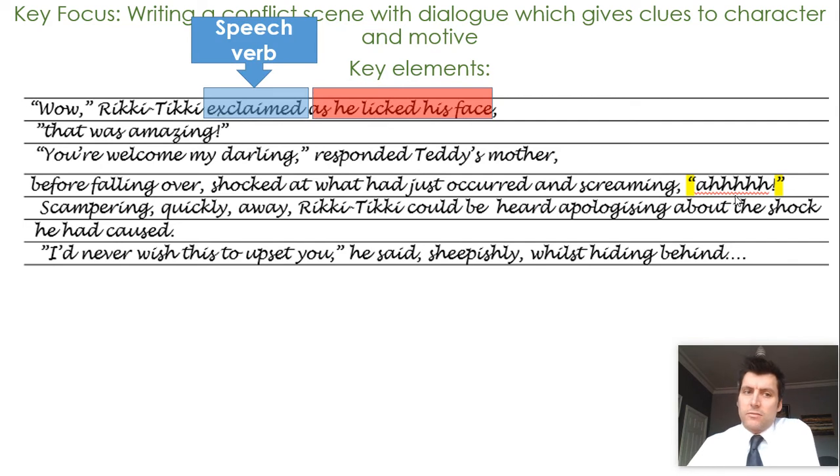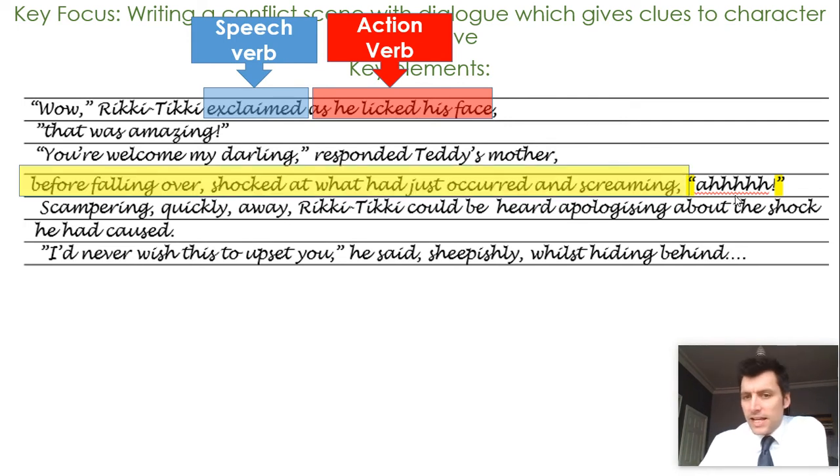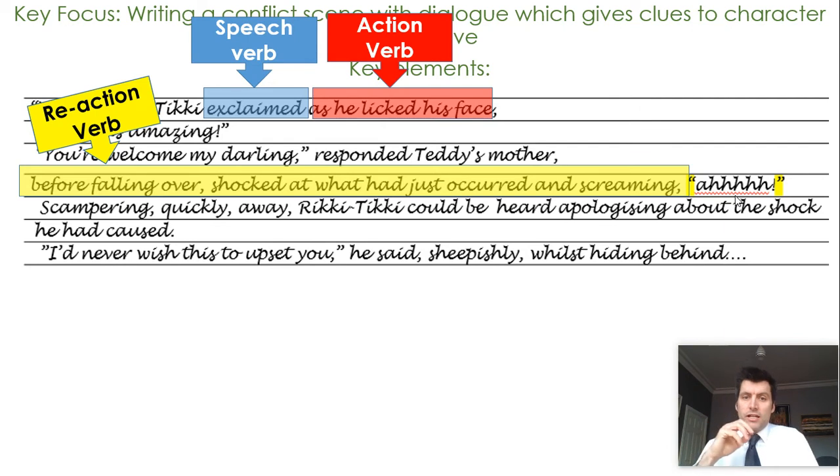And we've got the action somebody's doing. Somebody's licking their face. Not very good to do at the current time if you're near other people. But if they're licking their face, it might show they're hungry. It might show they're desperate to eat something. That action verb shows us what they're feeling. Here as well, we've got reaction. Okay, so Teddy's mother's first thing to do isn't to fall over. She does that when she realizes what happened. Her reaction to the talking mongoose is that she falls over. So we've got this reaction that somebody could undertake.